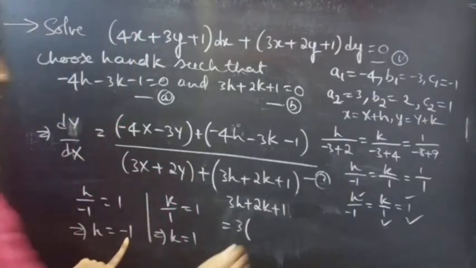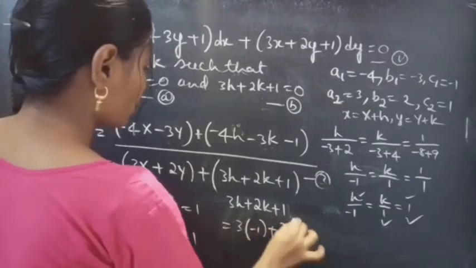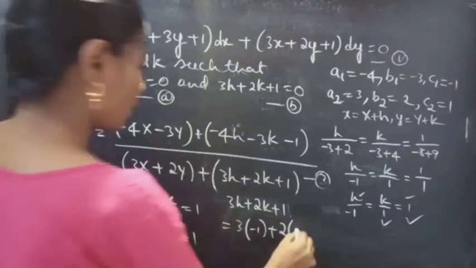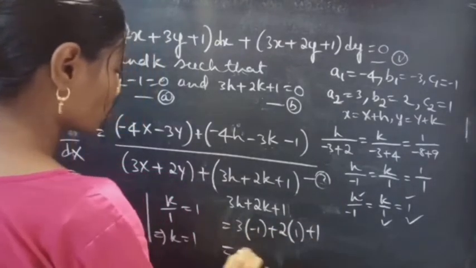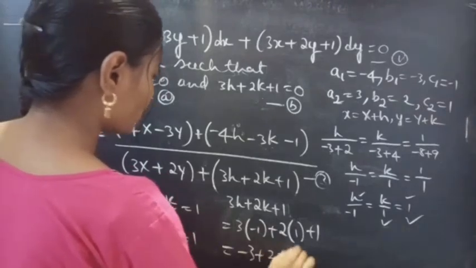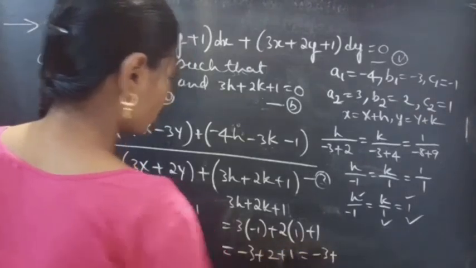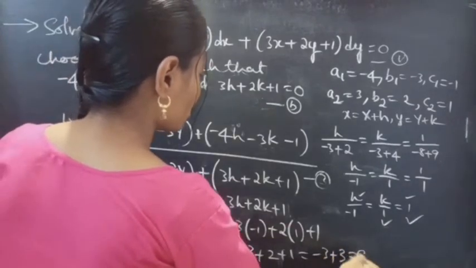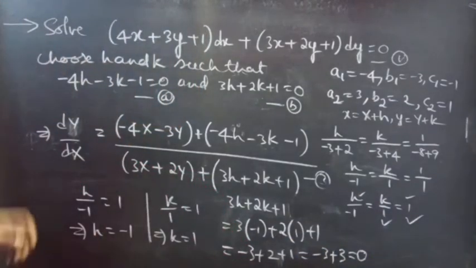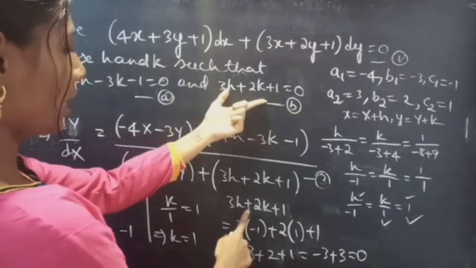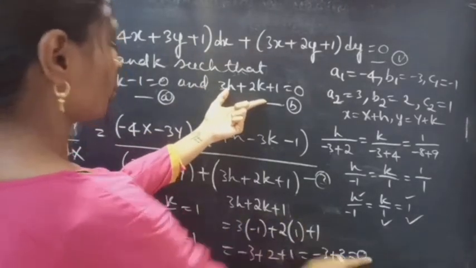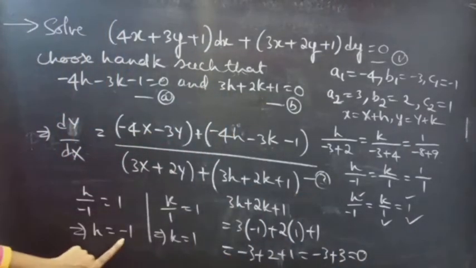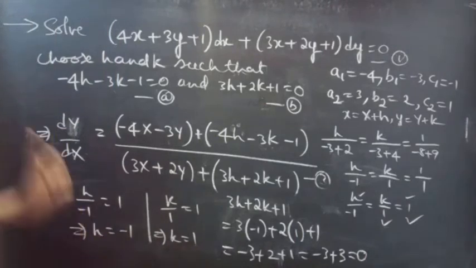For h equals minus 1, plus 2 into, for k equals 1, plus 1, this equals minus 3 plus 2 plus 1, which is equal to minus 3 plus 3, which is 0, right? So here also we got 3h plus 2k plus 1 equals 0, which means that our h and k are correct. Okay.